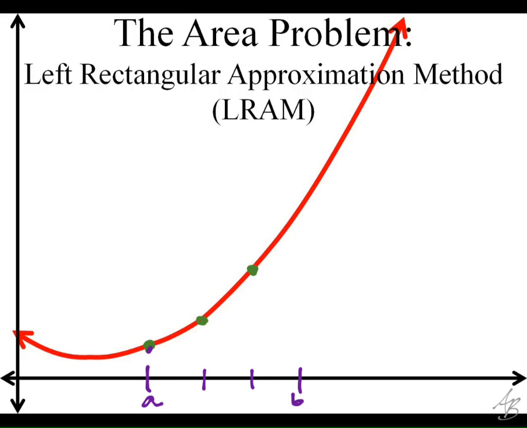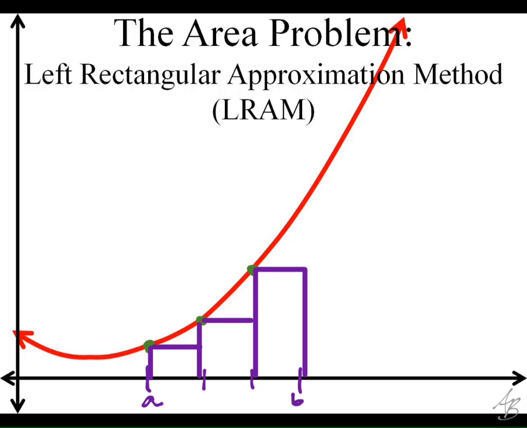So our rectangles would end up looking like this. Roughly. Okay, so that's LRAM. You can see that for an increasing function, LRAM is going to be an under approximation, right? If the function were decreasing, which means that the left endpoint is going to be higher than the right endpoint, then this would be an over approximation.